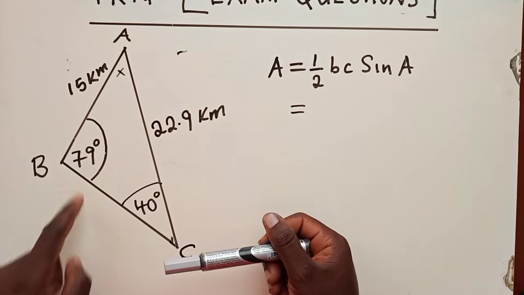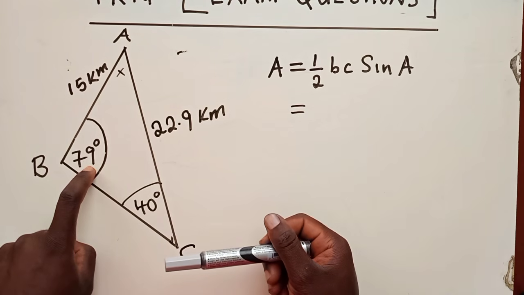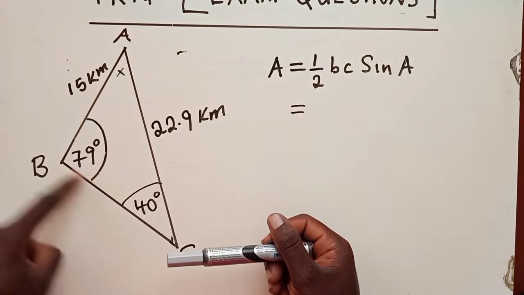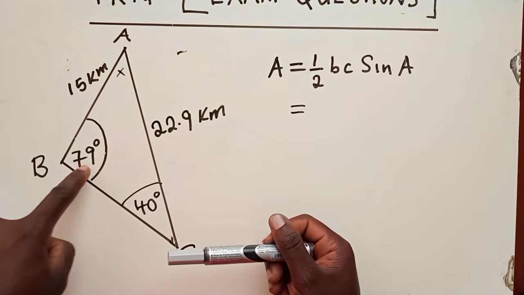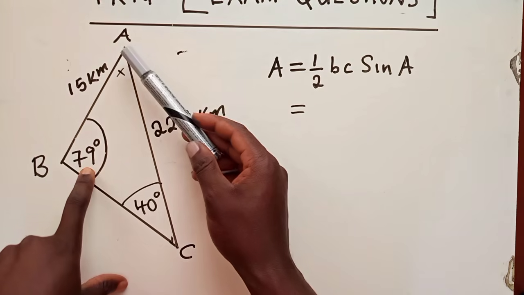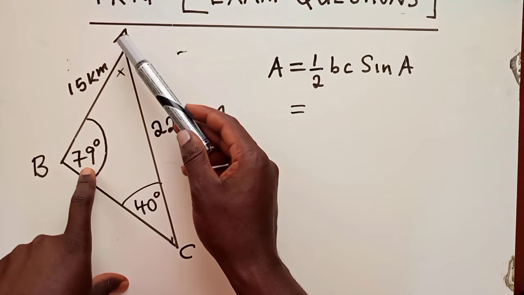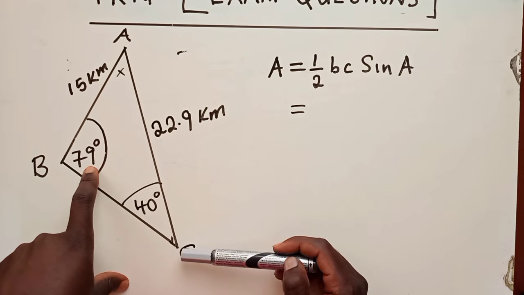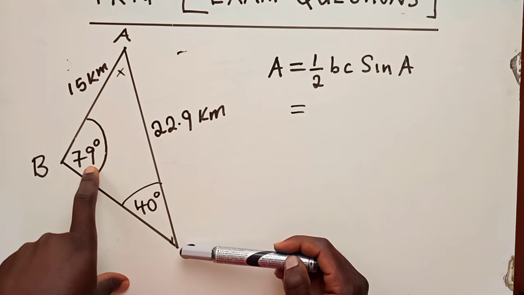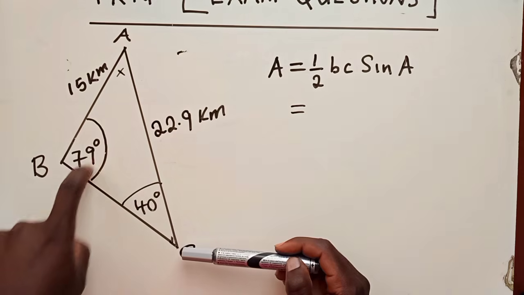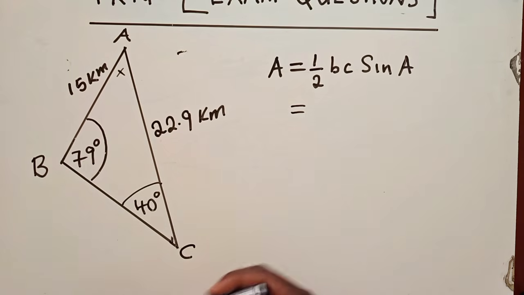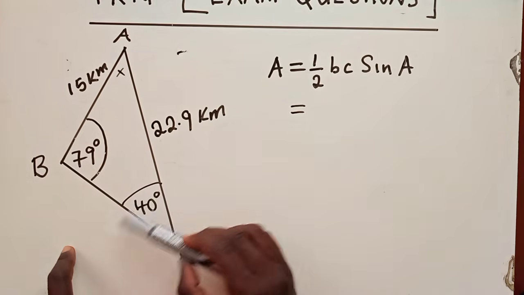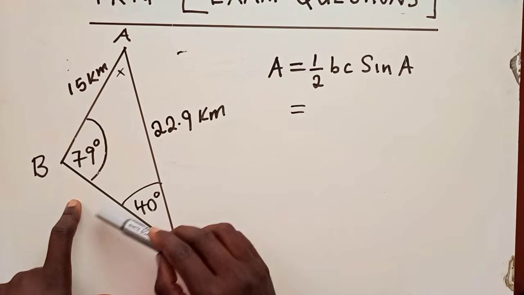Now they want us to find the area of triangle ABC using this angle. So the key angle is right here. With area, it doesn't matter, you can use whichever angle you have for as long as that angle is included. So I'm not going to use this angle. Why am I not going to use this angle? If I want to use this angle, I need to find this side.